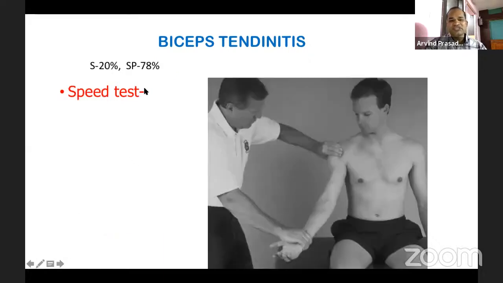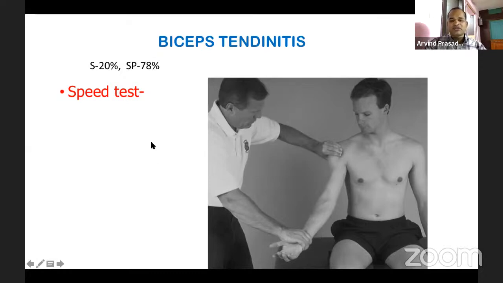Next is the Speed test. Again, specificity is high. The arm is in 30 degrees of flexion, the elbow fully extended and supinated. Then the patient has to raise the arm against resistance by the examiner. When pain is felt in the bicipital groove, this test is positive.